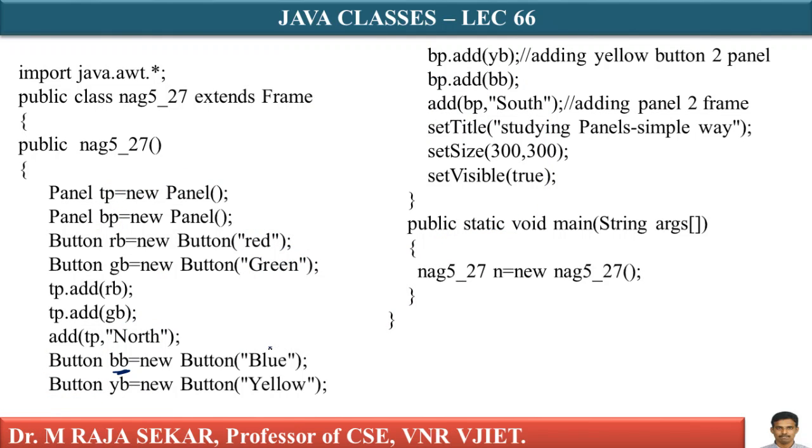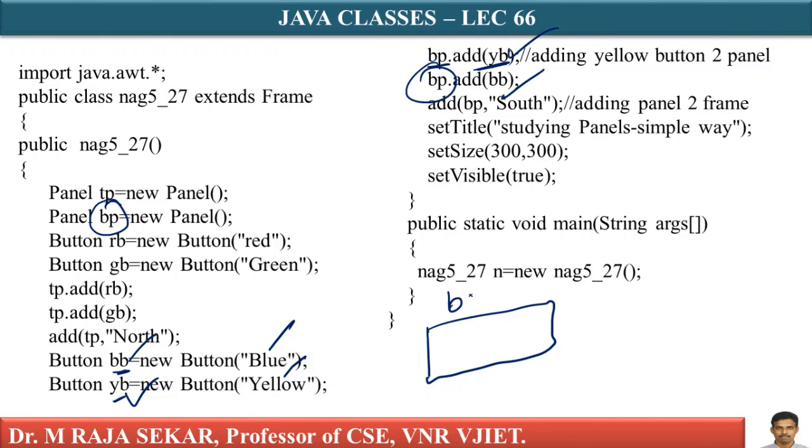In a similar manner, what am I doing? Just see. BB, I am creating a button with the name blue, and I am creating a button with yellow. I created two buttons. BP means what? BP means bottom panel. For the bottom panel, I am adding the yellow button, YB, and I am adding BP dot add BB. BB means I am adding the blue button. I am keeping the yellow button and blue button in the panel BP.